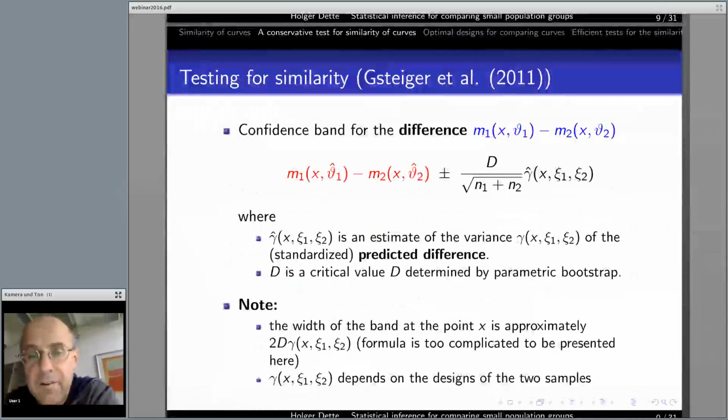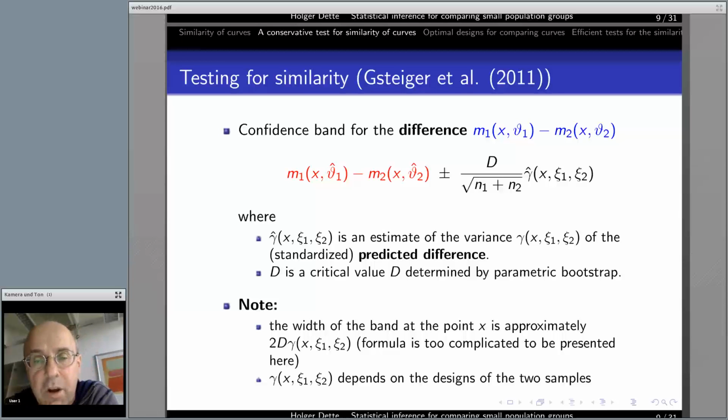So now we get a confidence band. We take this estimate for the difference, and then we just take, like in an elementary class, plus minus standard deviation multiplied with some quantile. So this is just the same as in a baby statistics class. But here now the standard deviation is complicated, so I don't give you the formula. This is this number gamma hat. So this is the standard deviation at the point x, and the standard deviation at the point x depends on the two designs.